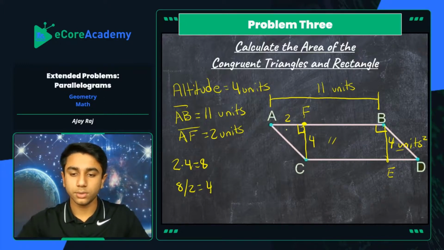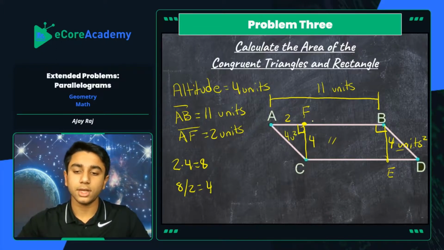And 4 units squared, 4u squared, just to abbreviate. Now we just need to calculate the area of FBEC. That's our rectangle. So we know that we have our length of 4 right here. So that's our length here. And we need a width FB.